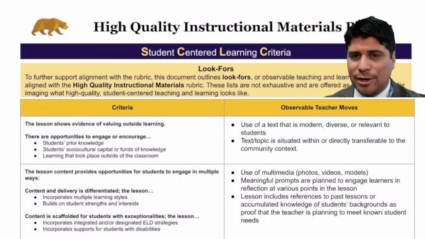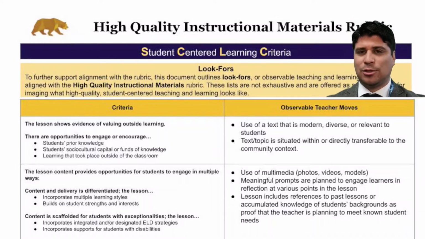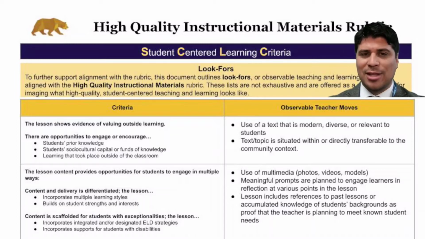So this page here shows observable teacher moves. If you have a question and you're wondering, well, what exactly does that look like in the classroom? On the left-hand side column, it says criteria. Those are the exact same criteria that you see in the rubric. On the right-hand side column, you see observable teacher moves.